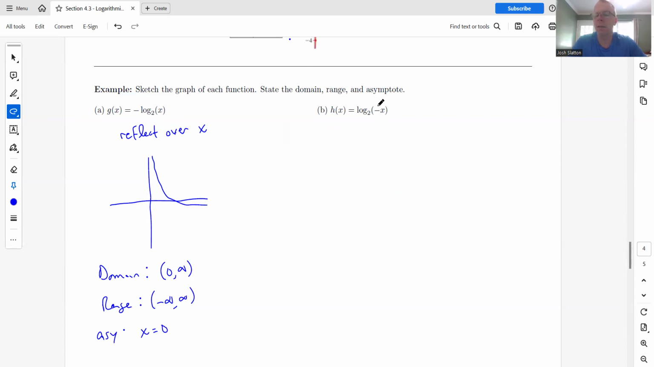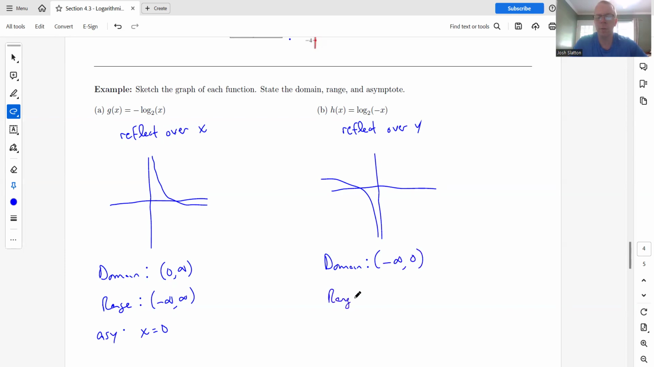This one, the negative inside, reflects over y, or around y maybe. And so instead of coming up like that, it is now going to come up like that. So we're rotating it around that y-axis. So now the domain is from negative infinity to 0. The range is still all real numbers.